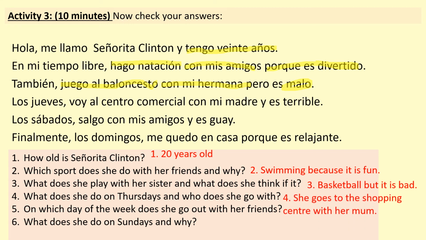4, what does she do on Thursdays and who does she go with? Well, los jueves was the day, so it had to be this action here, voy al centro comercial. I go to the shopping centre, she goes with her mum. Okay, and on number 6, what does she do on Sundays and why? Sorry, I've missed out number 5, haven't I? On which day of the week does she go out with her friends? She goes out with her friends on Saturdays, los sábados, because she says salgo con mis amigos.